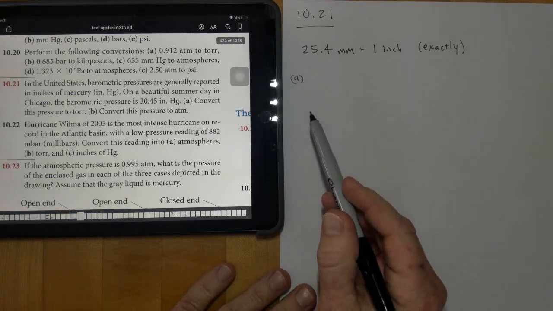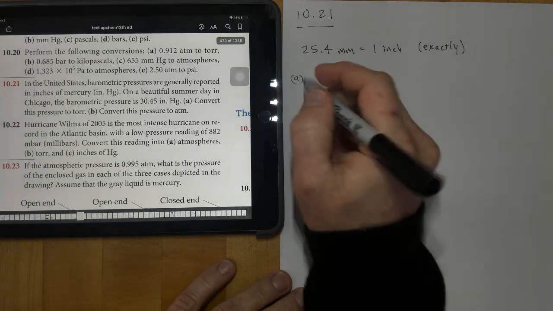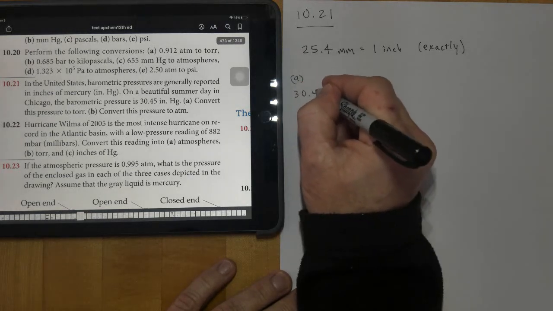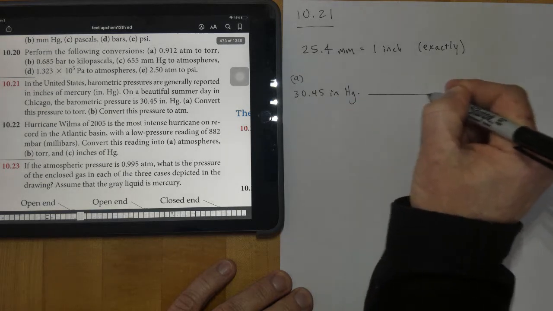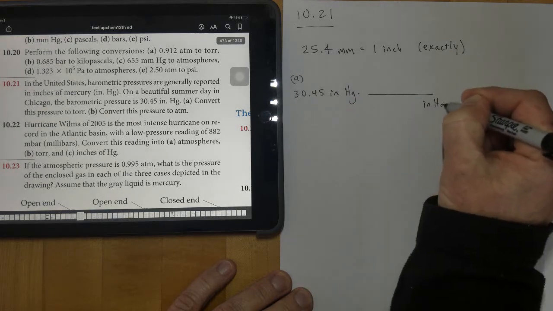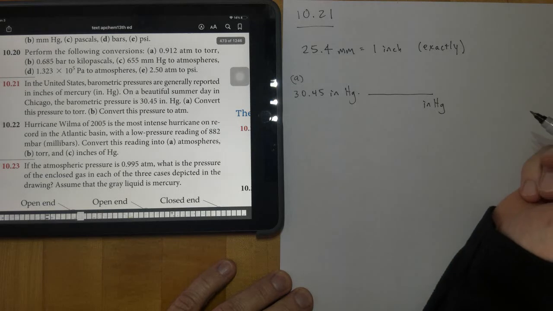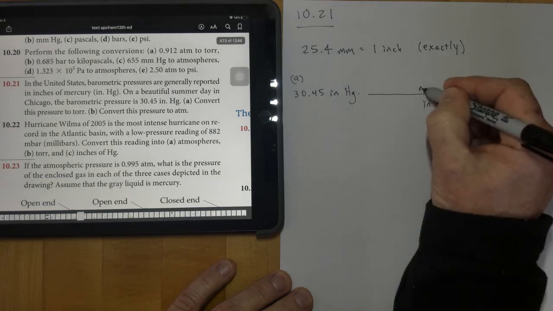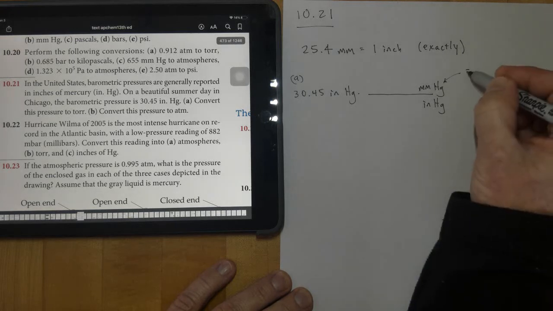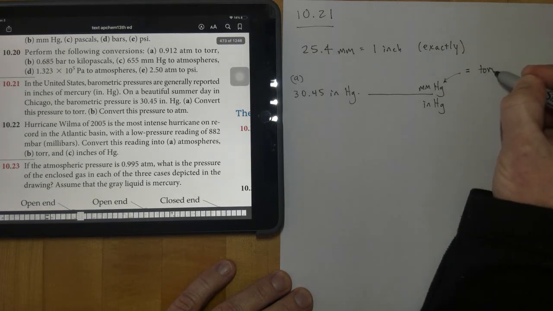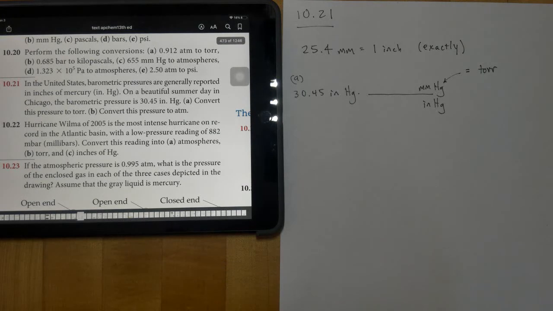And in letter A, we're going to take that 30.45 inches of mercury, put a multiply sign, put a line, and put inches of mercury in a position where it's going to cancel. And then if we go to millimeters of mercury, remember that millimeters of mercury are equal to torr. And so we'll have converted it to torr just by going to millimeters of mercury.